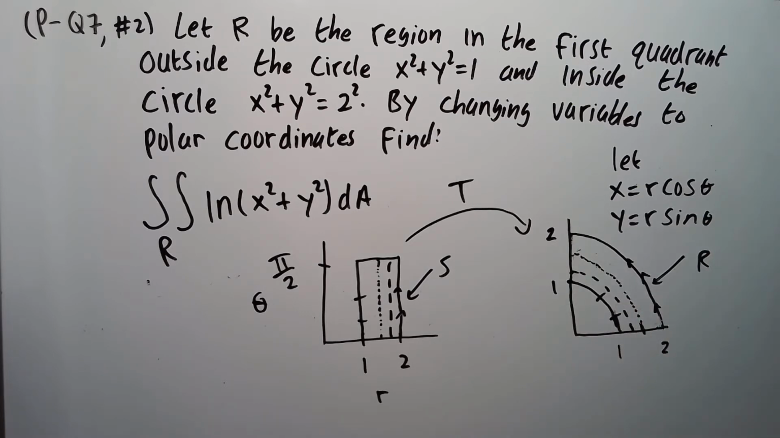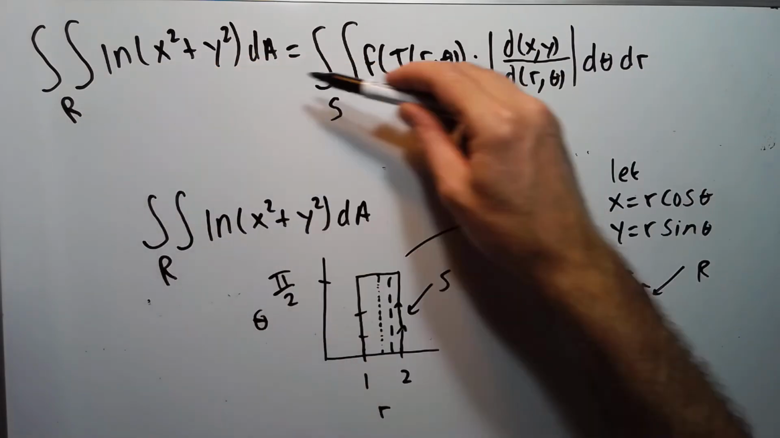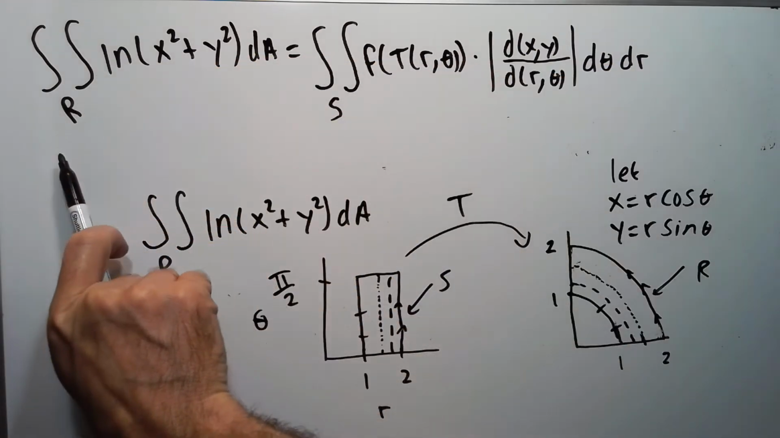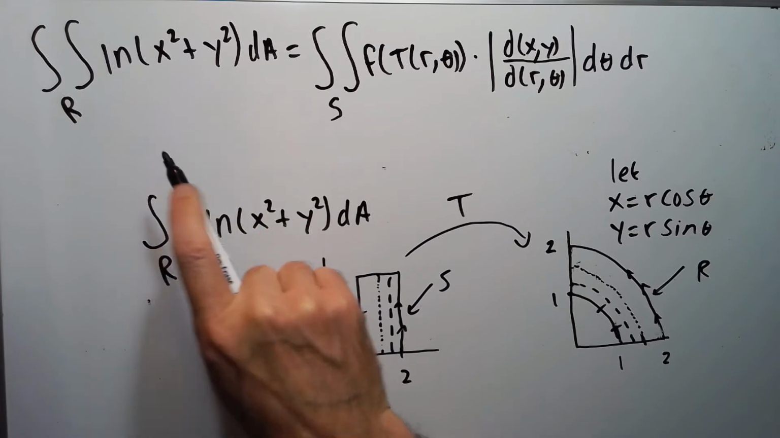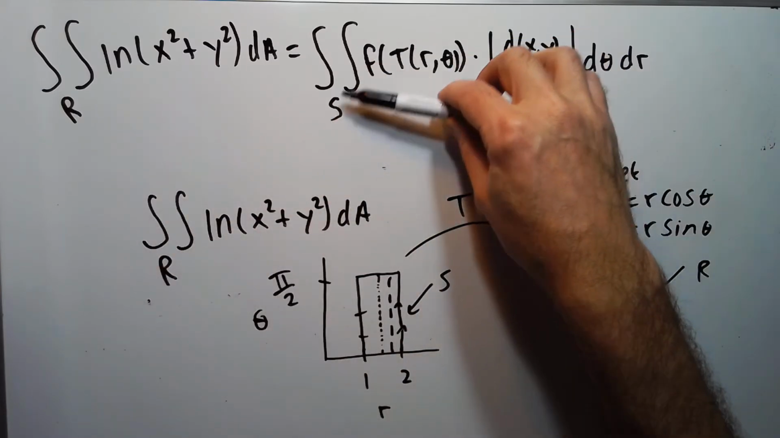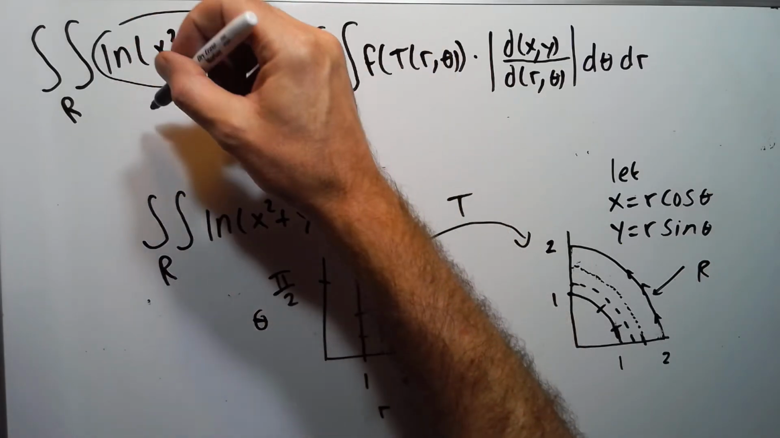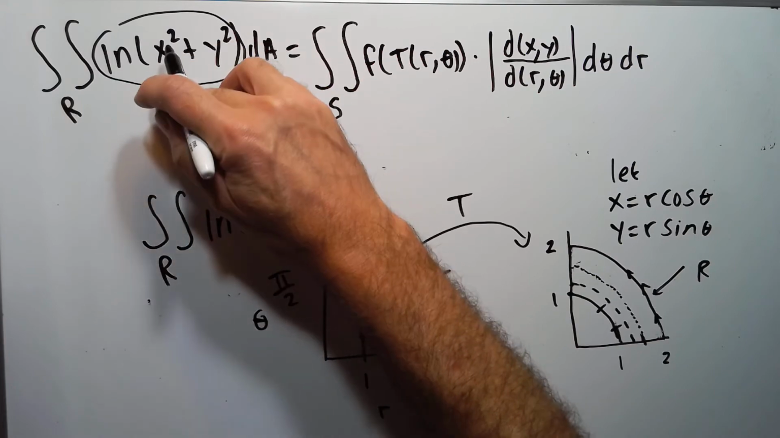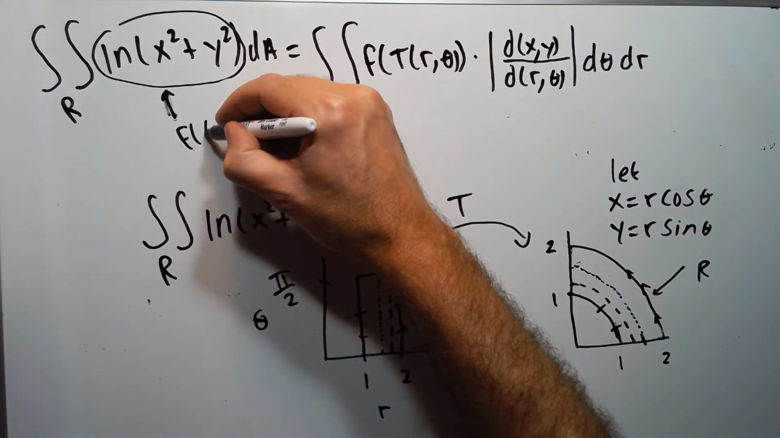Okay, so now we can change variables. So let me erase some stuff here. Okay, so I've written up here the change of variables formula for our guy. So this is the guy we're looking for. Double integral over a region of ln of x squared plus y squared dA. So using change of variables, it would be double integral over S, f of T, and this right here would be your f. So this guy will be your f of x, y.